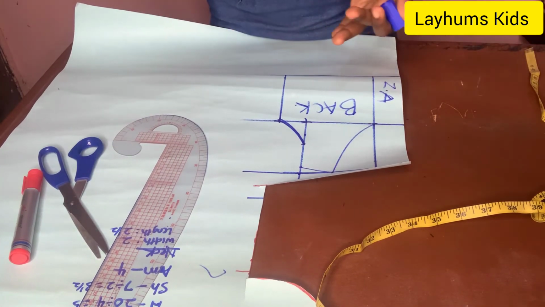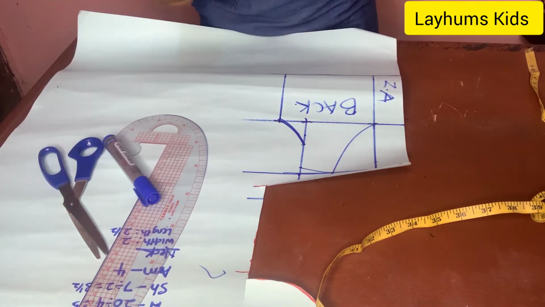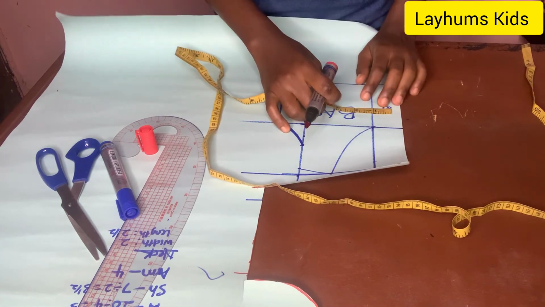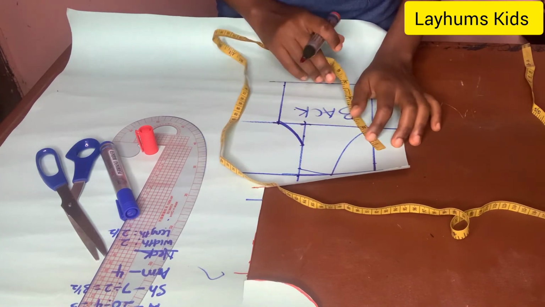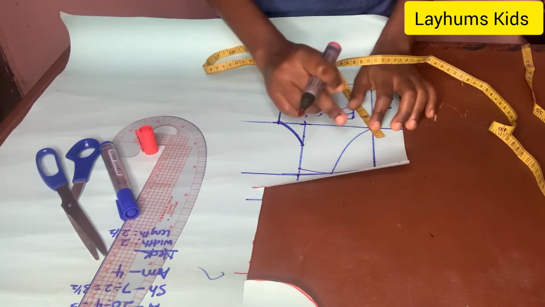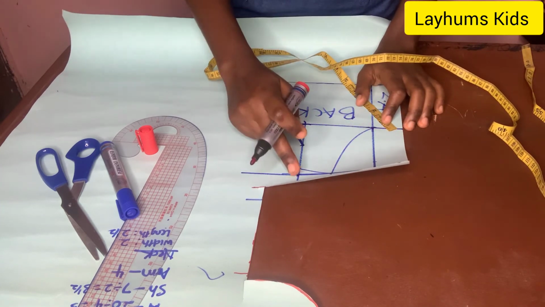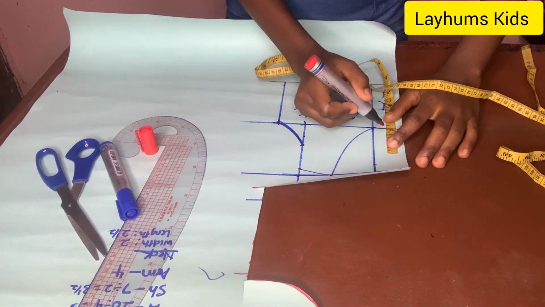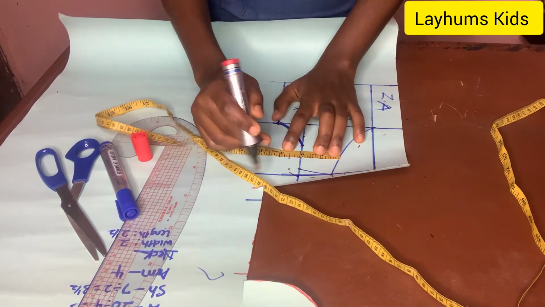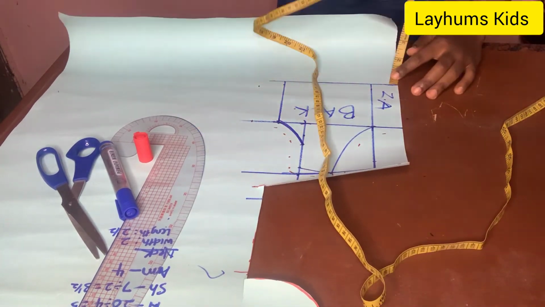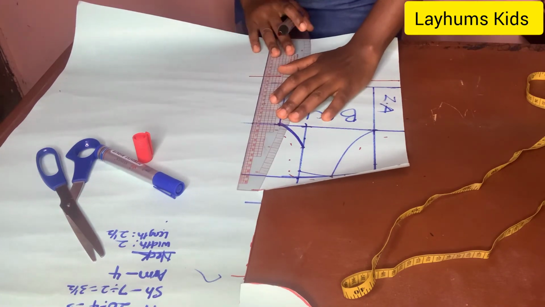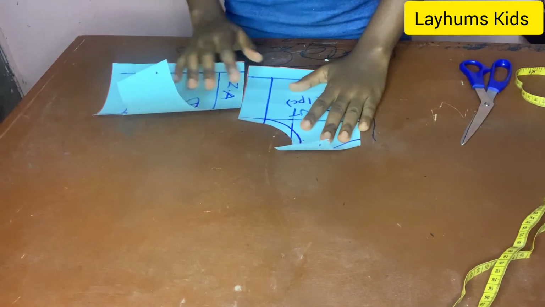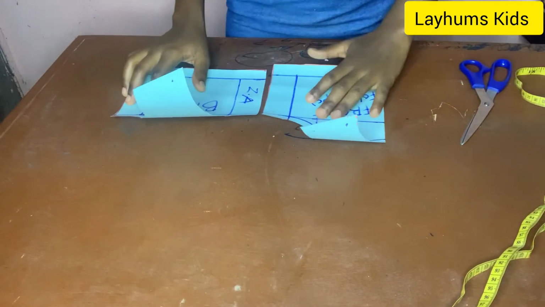Then now I'll add my allowance like I did for the front, so that the allowance is the same as the front. I'll add allowance to the neck, to the shoulder, to the side, and to the lower parts. So this is what the pattern of the front and the back looks like.